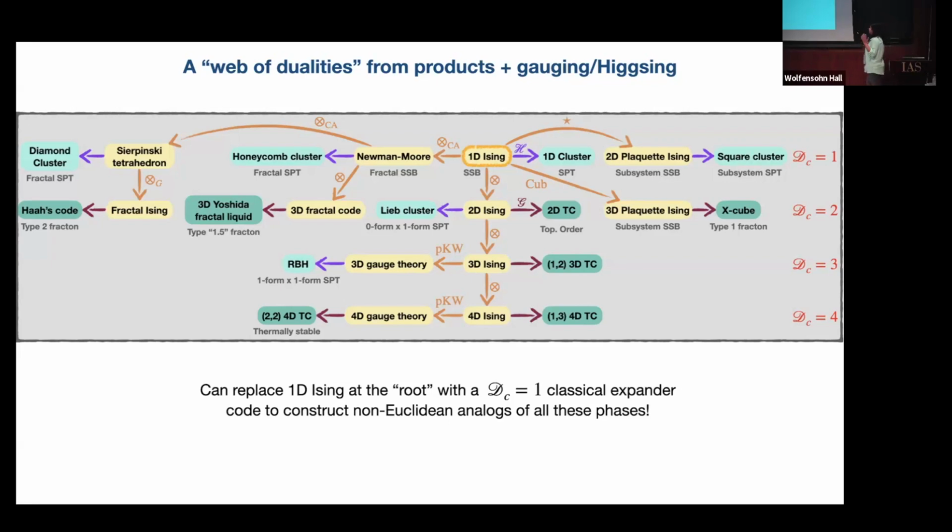And now the interesting thing is that the only feature that all of these products need about the 1D Ising model is that it's a one-dimensional chain complex. Okay, so I can now take that root there and replace it with an expander graph with no local redundancies like the types we have looked at already. And now you can just follow this through and build non-Euclidean analogs of all of these phases. Okay, and I don't know, there might be interesting things there, right? But it's a very constructive way of following that through.